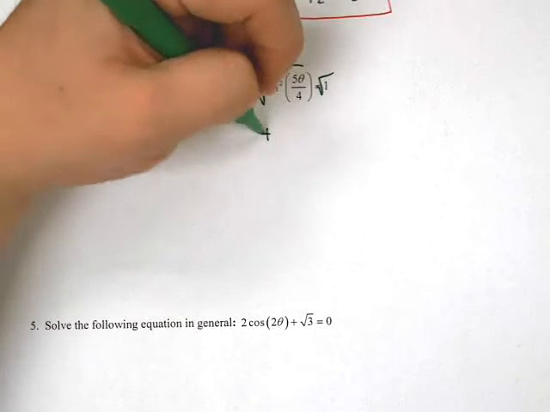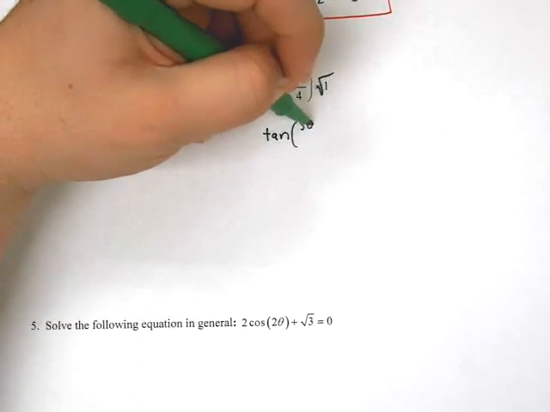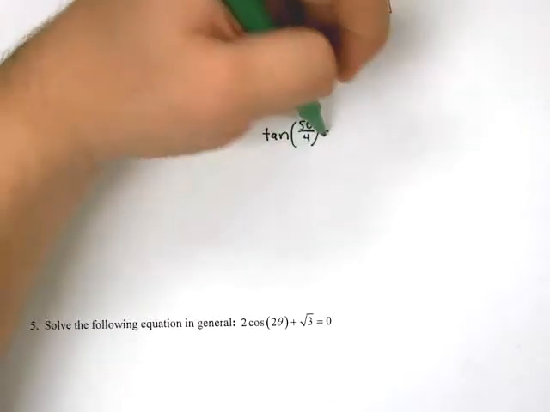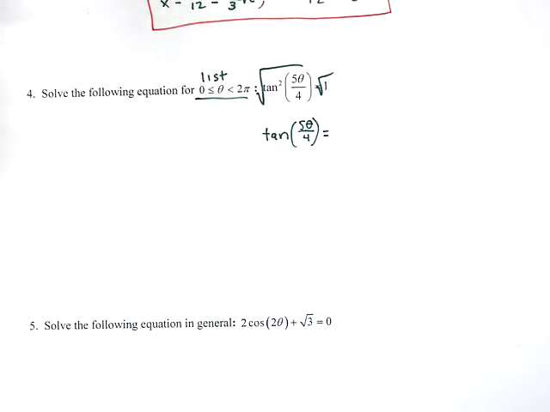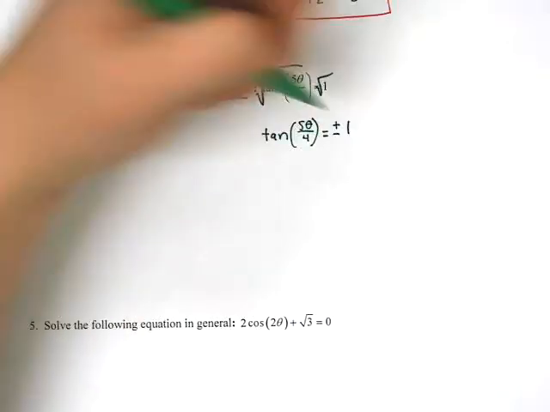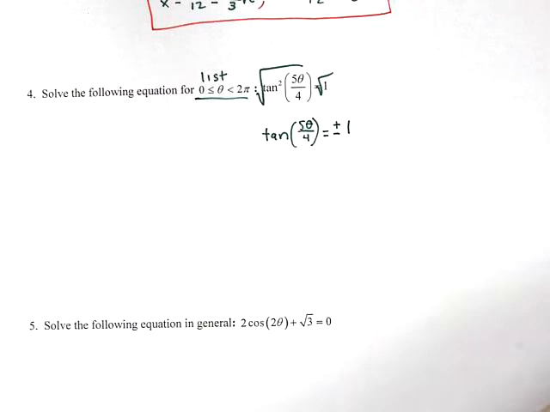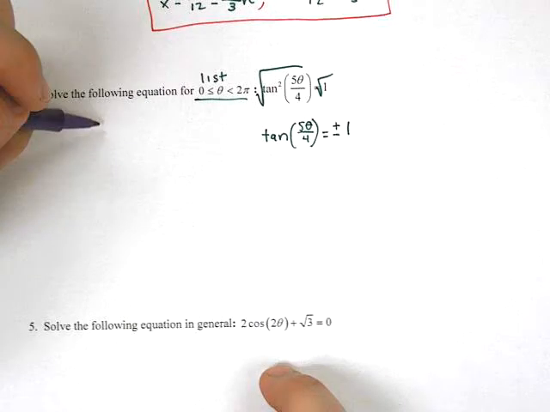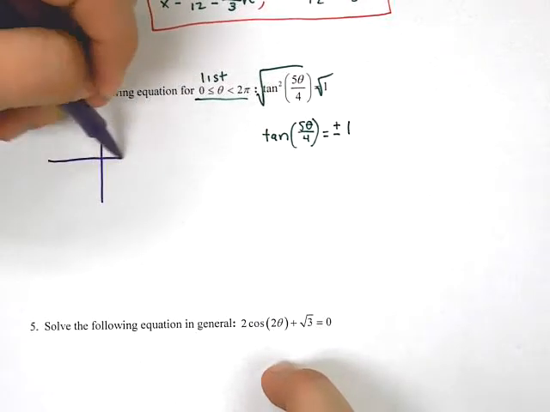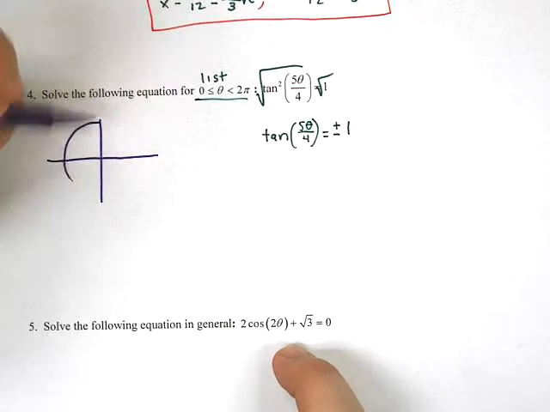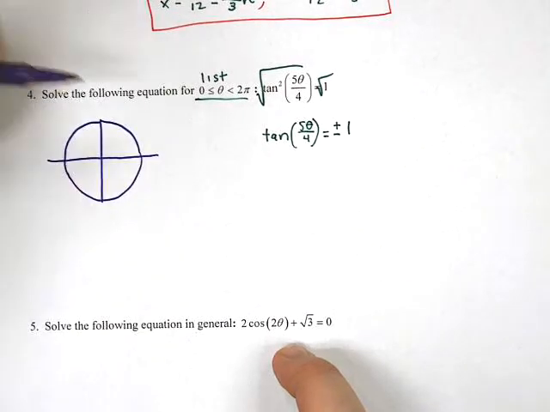So I get tangent of 5 theta over 4. Now be really careful here. When you square root 1, you actually get plus or minus 1. And that's pretty nice because we should remember, these are some of our favorite places on the unit circle. I guess I should speak for myself.